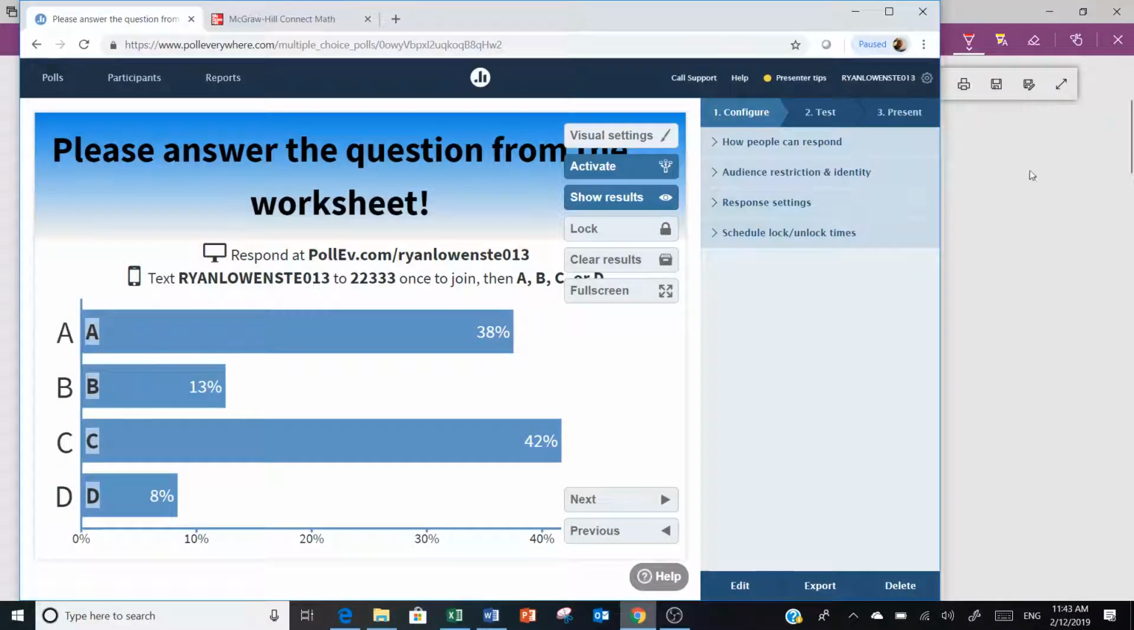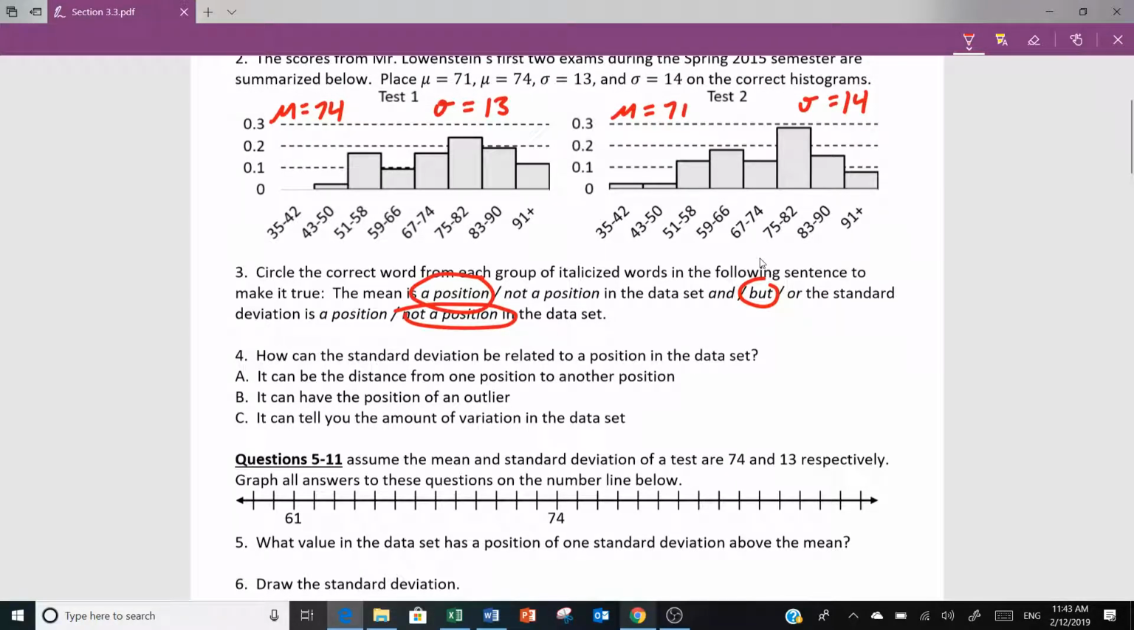Okay, let's explain why A was the correct answer. First of all, we already agreed that standard deviation is not position, so you cross off B, because standard deviation is not position. Okay. How is the standard deviation related to position? Well, that's not what C is asking. C is what is standard deviation? That's not what the problem is asking. That's how is standard deviation related to position. What I should have said is choose the best answer. I'm crossing off C. So A is really going to be the correct answer because you can use it as a distance from one position to another.